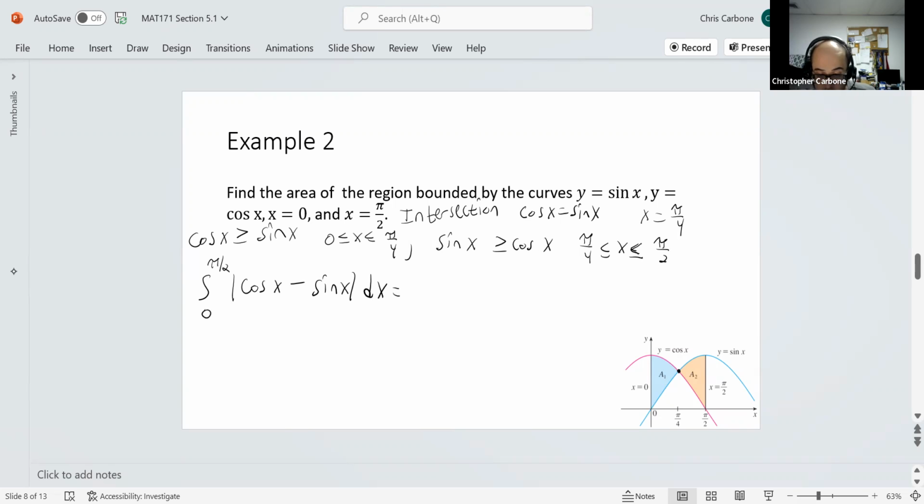So since we have our two regions, we're going to break this area in half. This would be the integral from 0 to pi over 4 of the cosine of x minus the sine of x dx plus the integral from pi over 4 to pi over 2 of the sine of x minus the cosine of x dx.